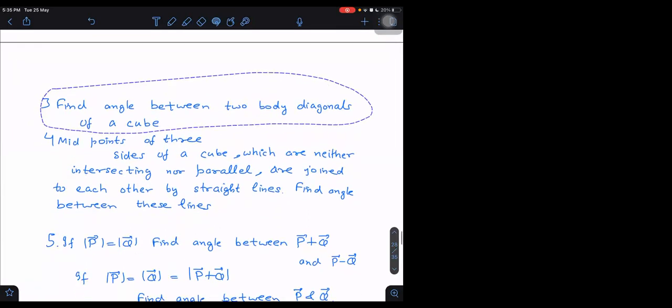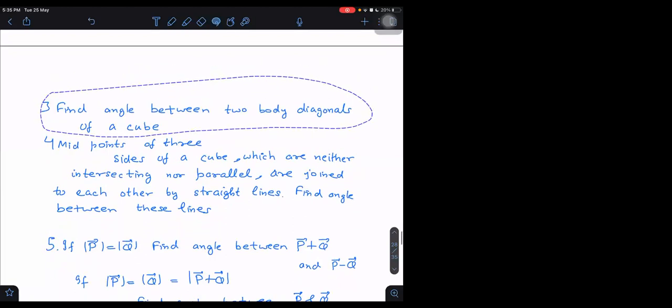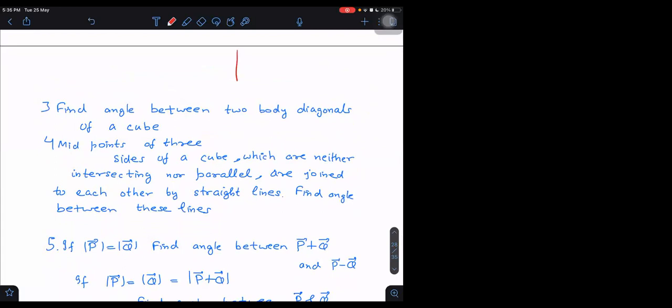Can you find the angle between two body diagonals of the cube? How to find it? Do one thing first. Assume there's a cube placed with the x-axis, y-axis, and z-axis at the corner, and assume it to be a 1 unit cube.